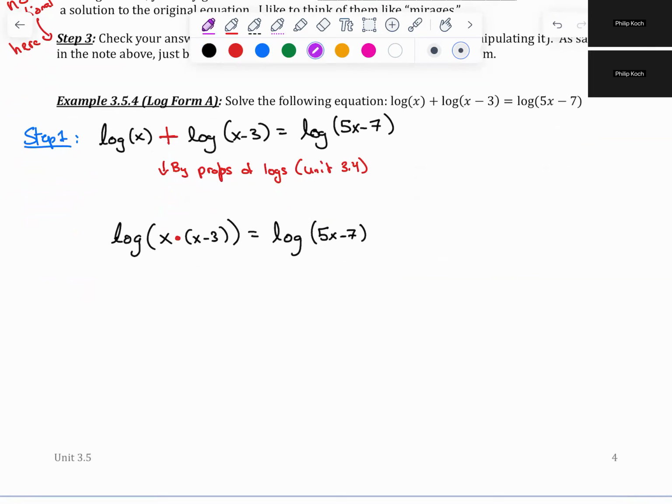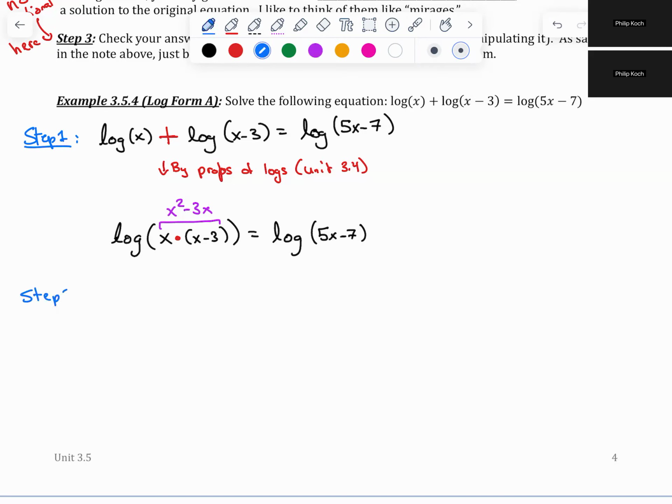And just so that we don't have to rewrite another step, we can just write above this, this is x squared minus 3x. Right? So now that we've got them equal to each other, they've got the same base. They're both common logs, both base 10 logarithms. So step 2 now gets involved.